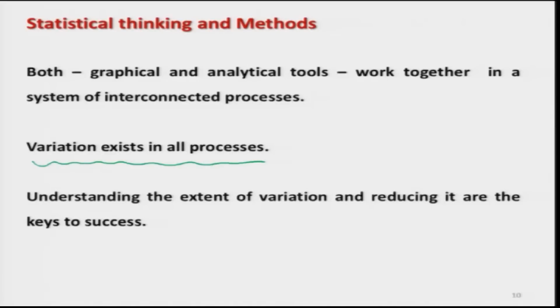So the variation always exists in all processes. And in statistics, our basic objective is that we want to understand the process of this variation. We want to control this variation, and to draw a statistical inference out of the data with minimum variability. So, this is one of the basic objectives.